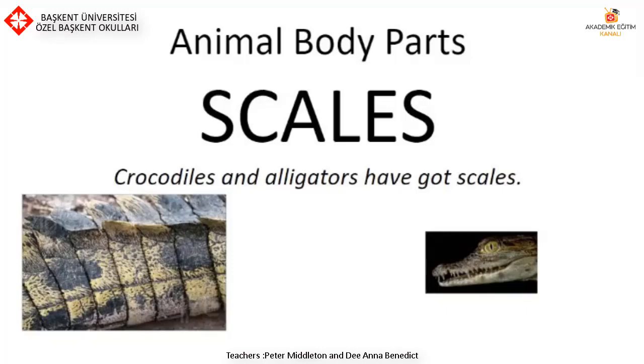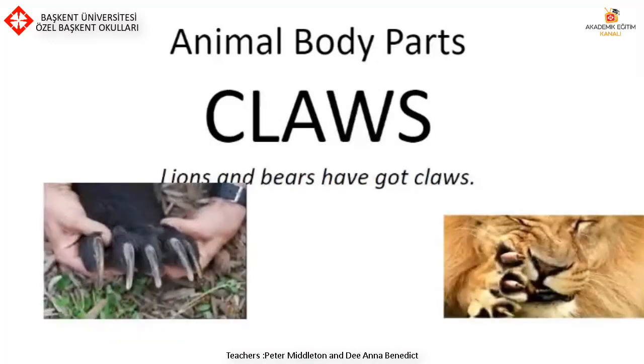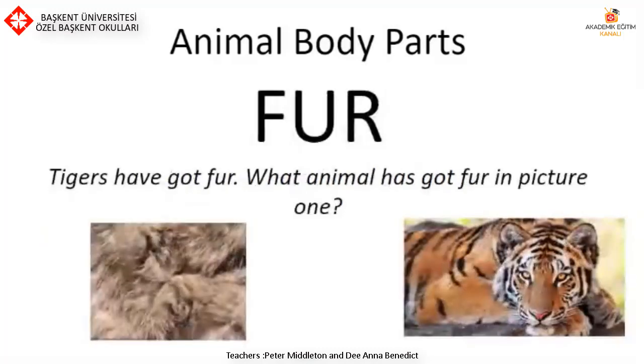Let's talk about animal body parts. These are scales, and a crocodile and an alligator have got scales. The claws, lions and bears have claws. This is fur. The tiger has got fur. Look at the picture on the left. What animal has this fur?